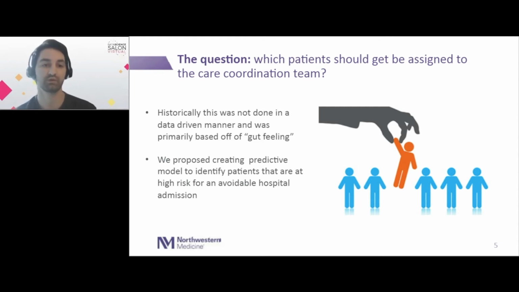Historically, this was not done in a very data-driven manner, and it was sort of based off gut feeling. The care coordination nurses had a number of different reports they use. At Northwestern, we have an EDW portal where they have access to a lot of patient data and aggregation. And they used a variety of different reports to see which patients they thought might be high risk based off medical or social indicators. So we thought we could improve this method and propose creating a predictive model to identify patients that are at high risk for an avoidable admission.